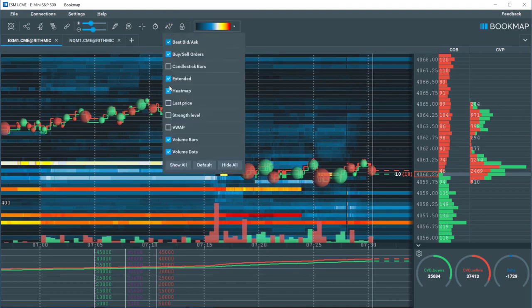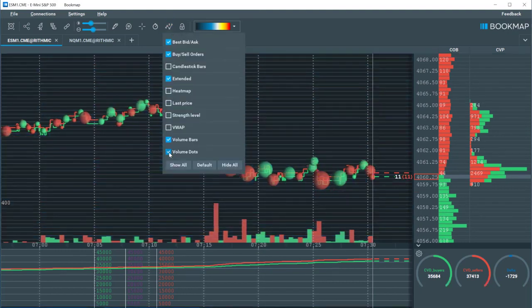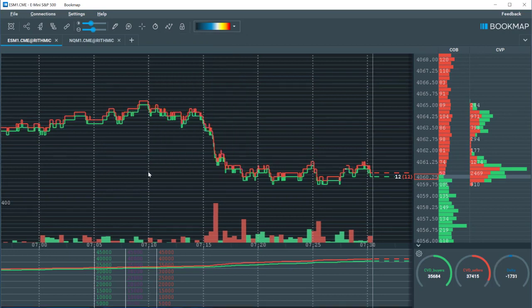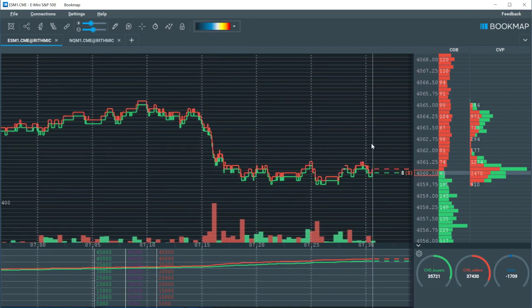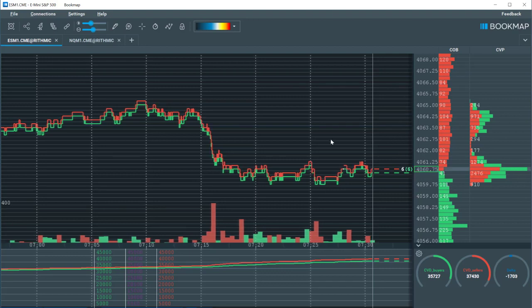If we remove the volume dots and heat map, we're left with the historic best bid and offer. The green line is the best bid, and the red line is the best offer. To the right of this vertical white line in this column is the current market. To the left of the white line is the historic market, and to the right is the current market.